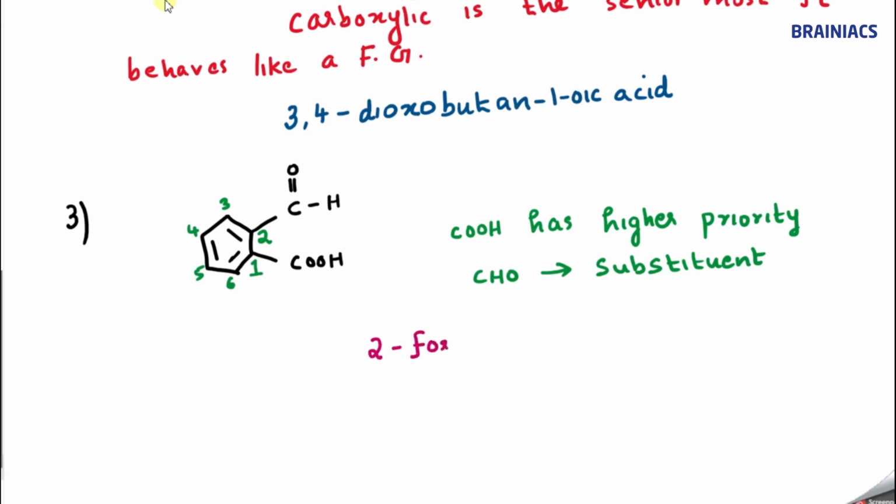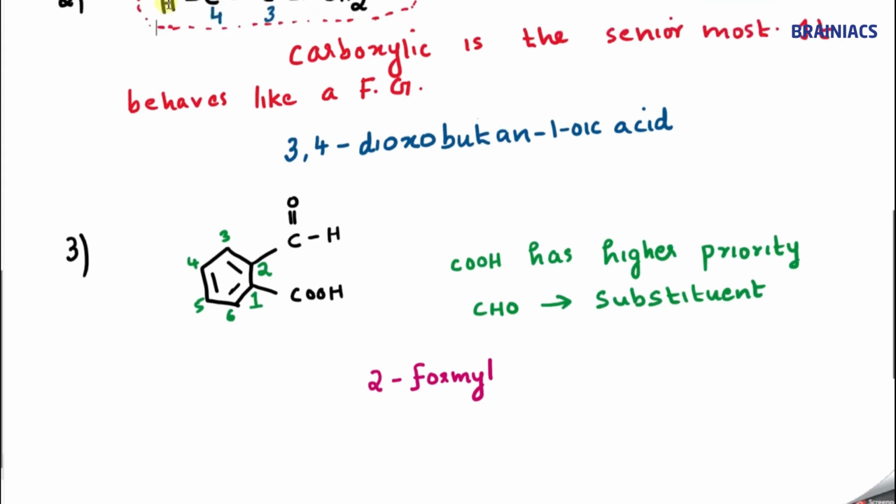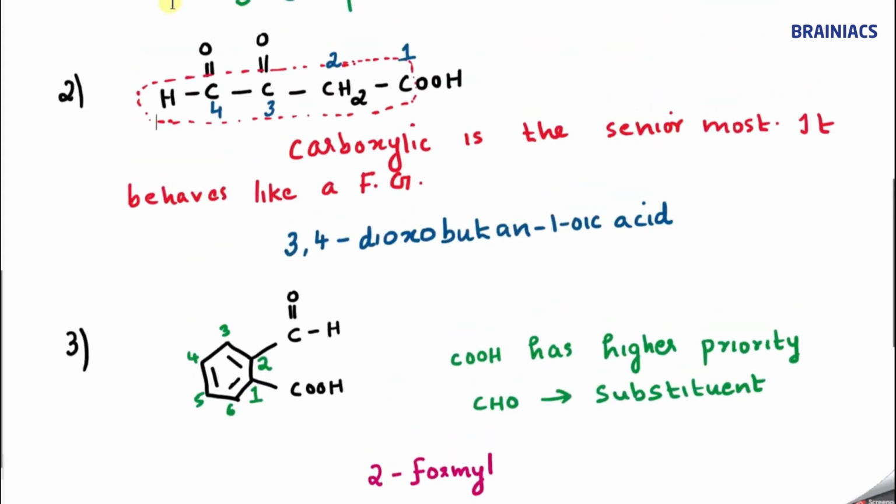Then what is the substituent name? Formyl. Please look at the table. In that you can see whenever CHO behaves like a substituent and the carbon atom is not included, we use the term formyl. Many students will ask a doubt here about the previous question. Listen, in the previous question CHO is there, sir, then why don't you use formyl there?